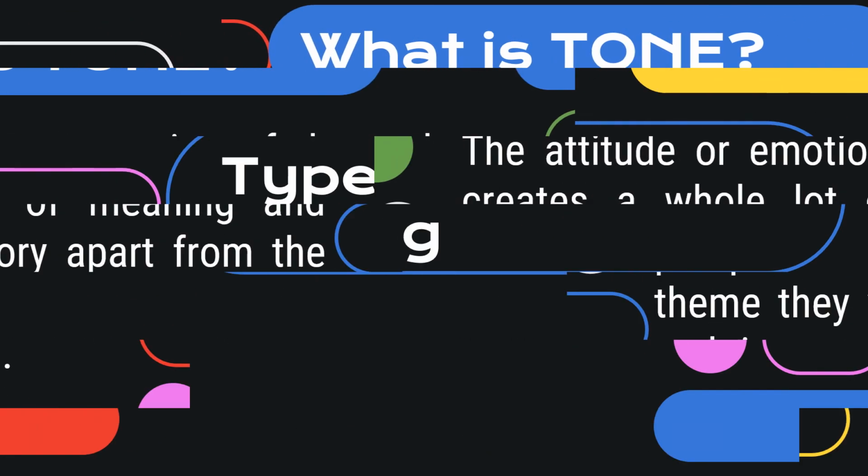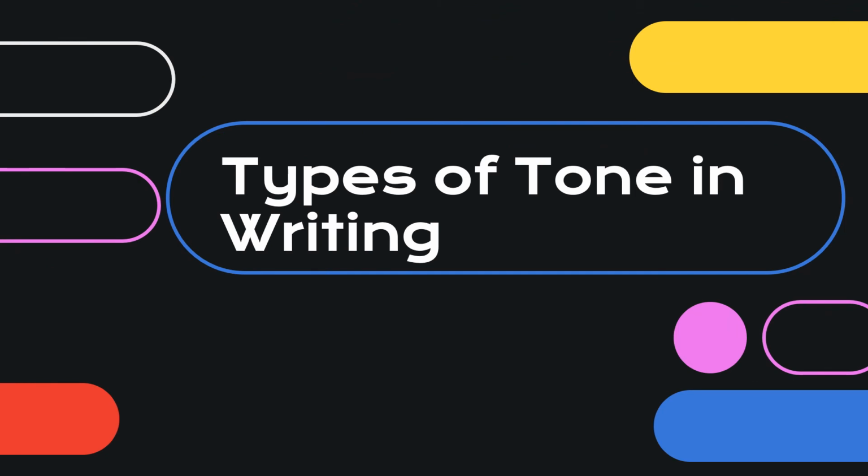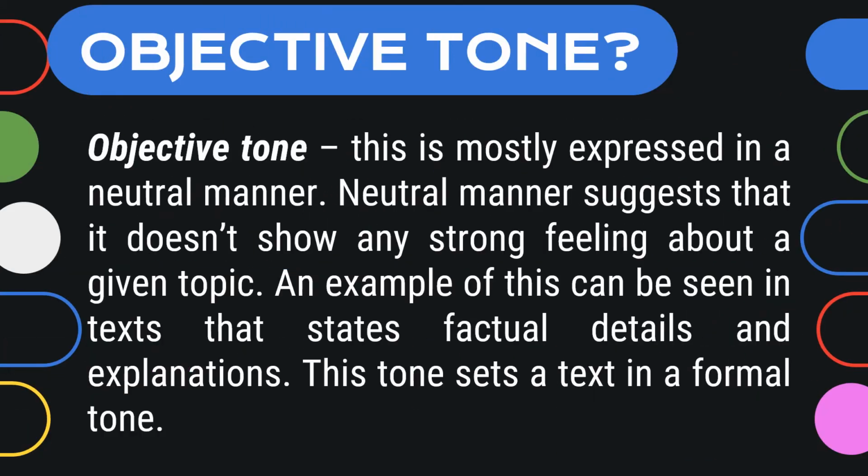Next. So, meron din tayong tinatawag na types of tone in writing. Meron na objective. Yun yung sinasabi kong objective kanina. This is mostly expressed in neutral manner. Pag sinabing neutral manner, yung nasa gitna na siya, balance. Neutral manner suggests that it doesn't show any strong feeling about the given topic. An example of this can be seen in text that states factual details and explanations.